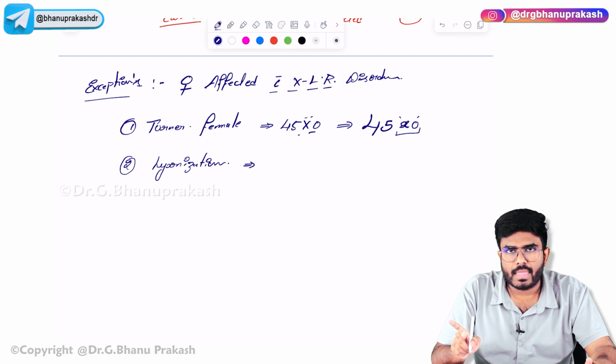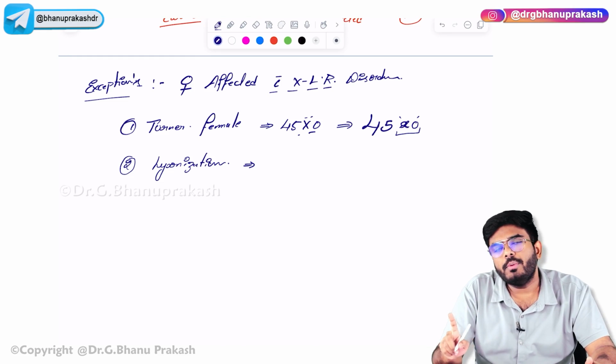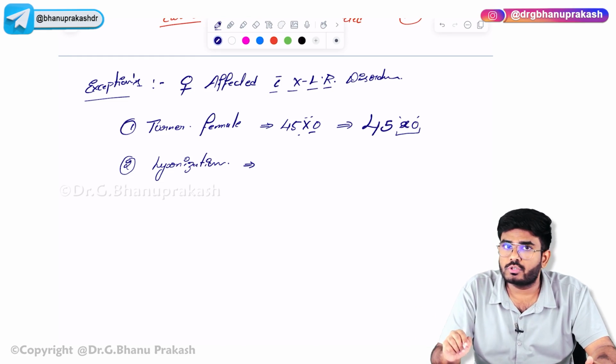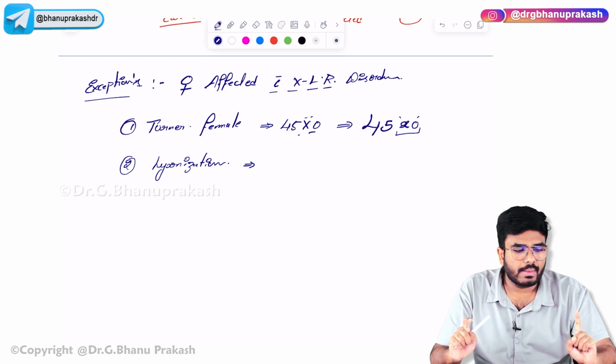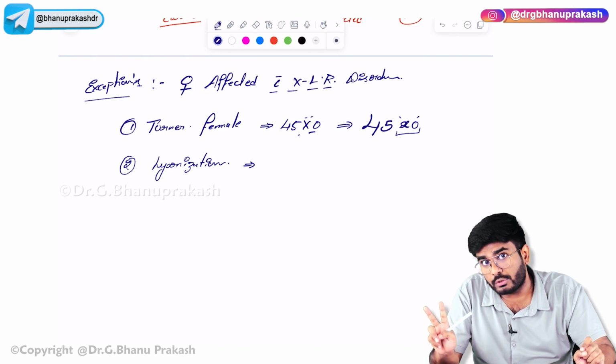Males have X and Y, so only one X is there. How many X chromosomes are there in a female? Two X chromosomes are there. So there is an imbalance. Males have one X chromosome, females have two X chromosomes.